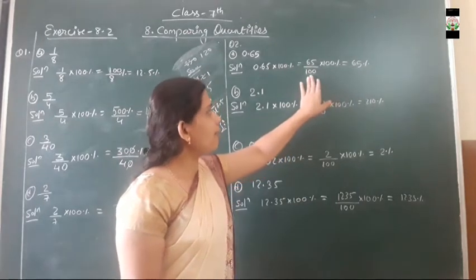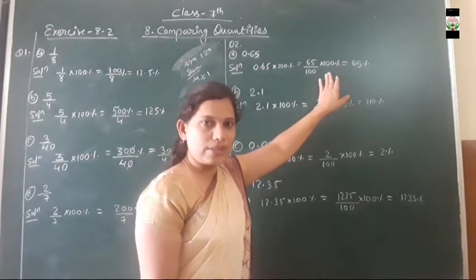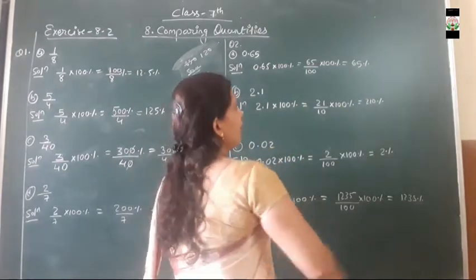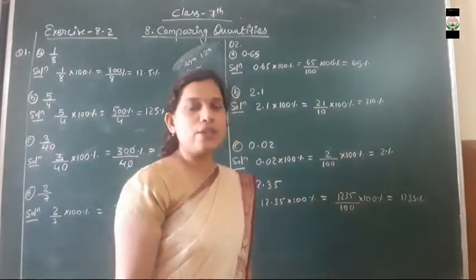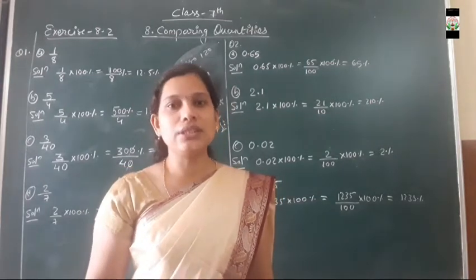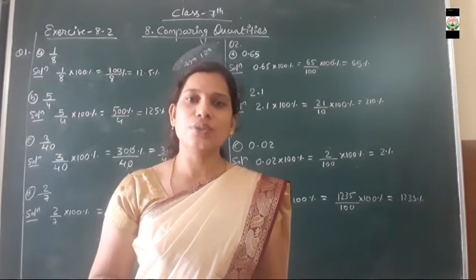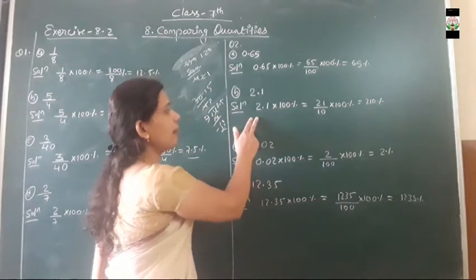Now 65 upon 100, we want to convert it into the form of percent, so that will be multiplied with 100%. Here you can see that 100 and 100 will get cancelled, so the answer will be 65%. So the 0.65 decimal number which we converted into the form of percent by multiplying with 100%, the answer is 65%. Okay. Now moving toward the B part of the question.